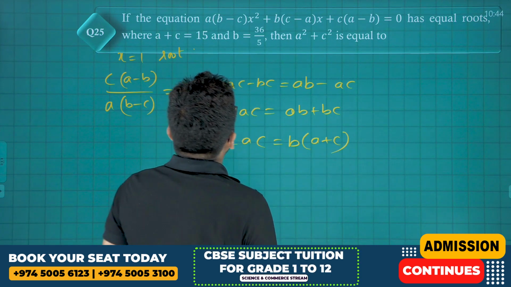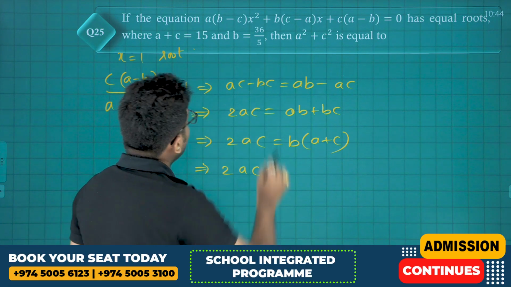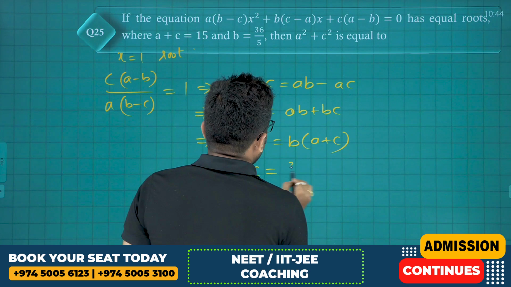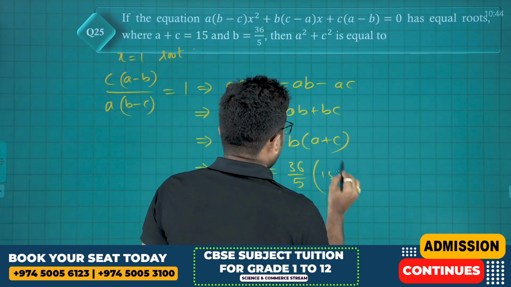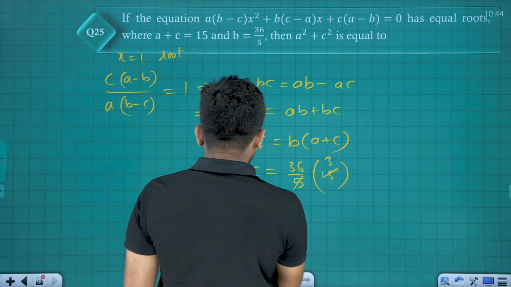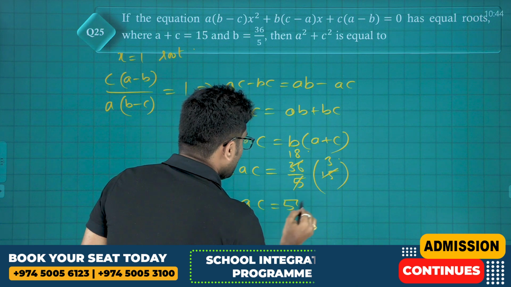2ac is equal to b of a plus c. b is known, b is 36 by 5. So 2 times ac is equal to 36 by 5 into a plus c, which is also given as 15. 5 into 15 is 75, so 2 times ac is 108. So ac is equal to 54, friends.